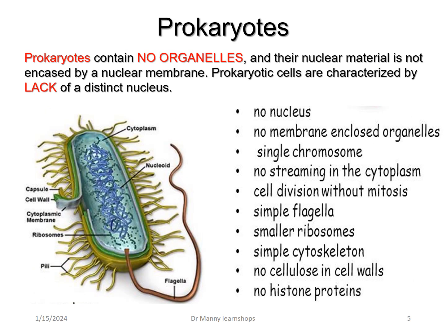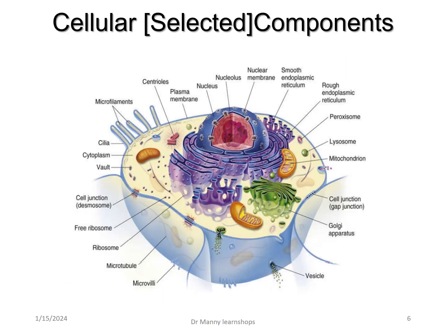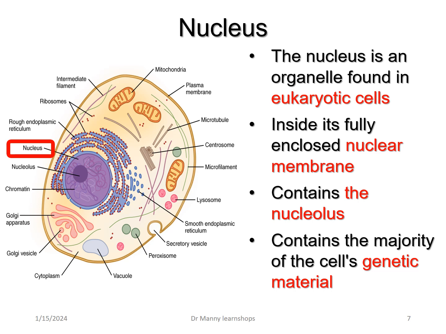In prokaryotes, the difference in comparison to eukaryotes is that there are no organelles, and their nuclear material isn't encased in a nuclear membrane. Prokaryotic cells are characterized by having no nucleus. So when we look at certain components within the cell, I'm just going to review some selected components that are more common. The first one is the nucleus.